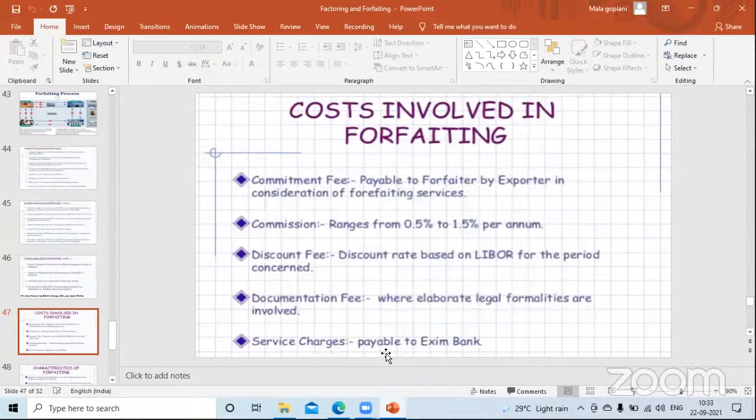Service charges are also applicable for the export-import bank. Because there are two banks involved, exporter's bank and importer's bank. They are also giving you services. And therefore, they will also charge their separate service charges from the exporter and importer.